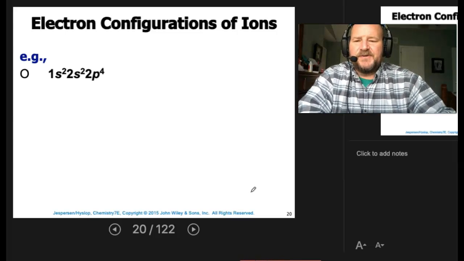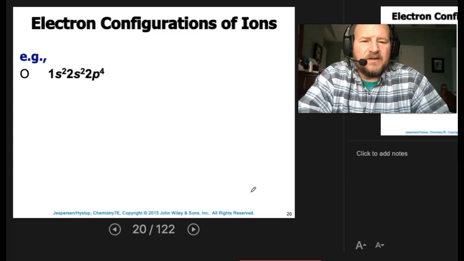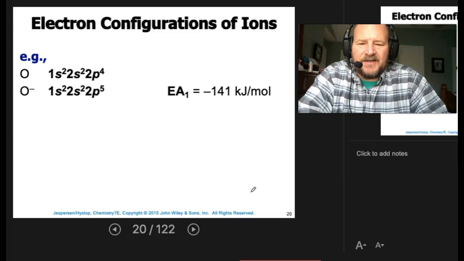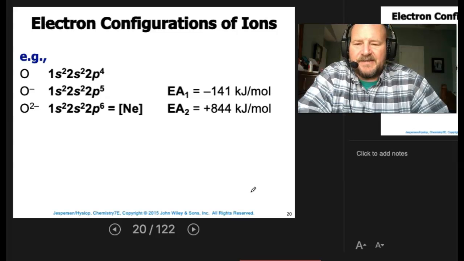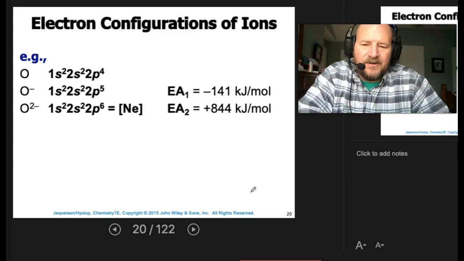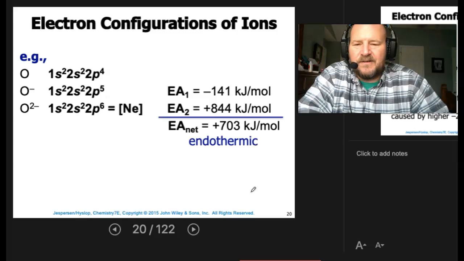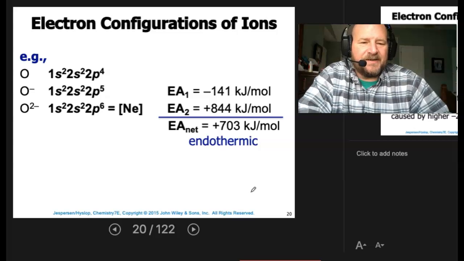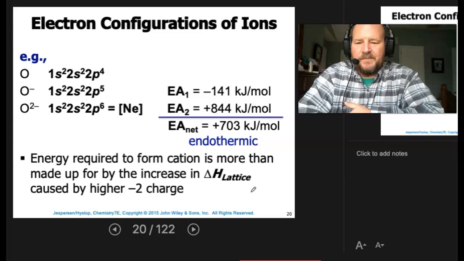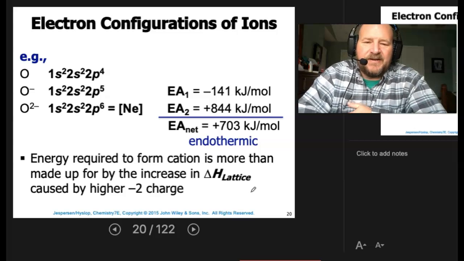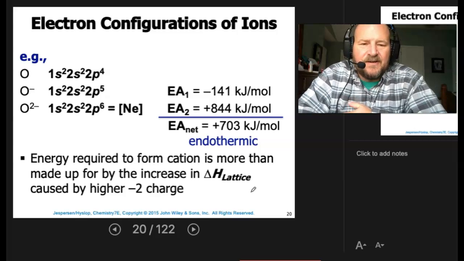So for oxygen, 1s2, 2s2, 2p4. If we simply add an electron, we get about 141 kilojoules of energy off of that. We go to add a second one, and it's going to cost us 844, right? That means it's going to be endothermic, but only to 700. So the energy required to form the anion is more than made up for, again, by that increase in the delta H lattice.